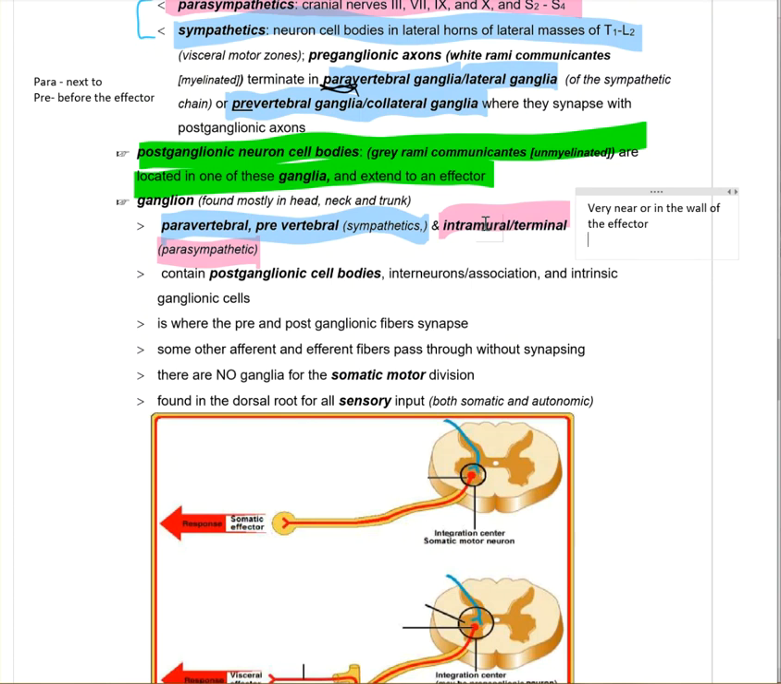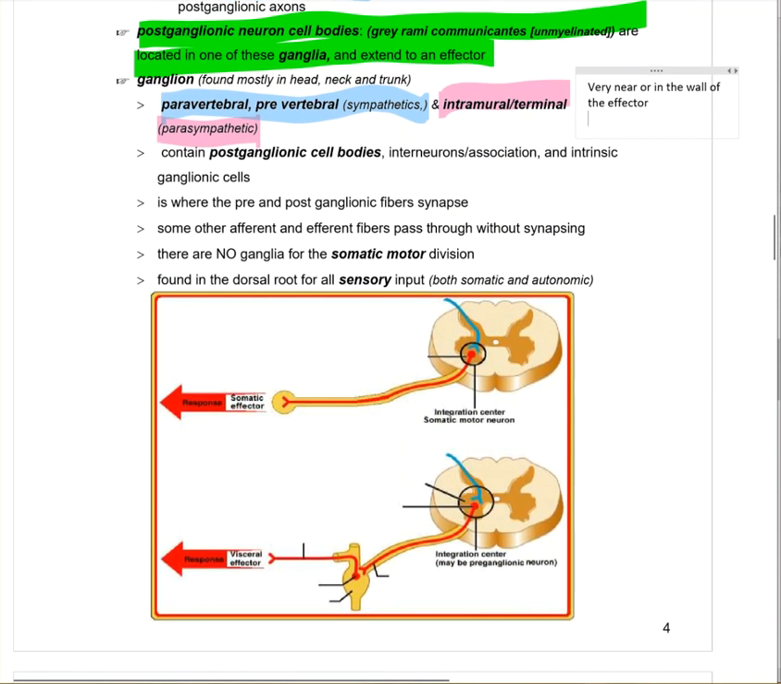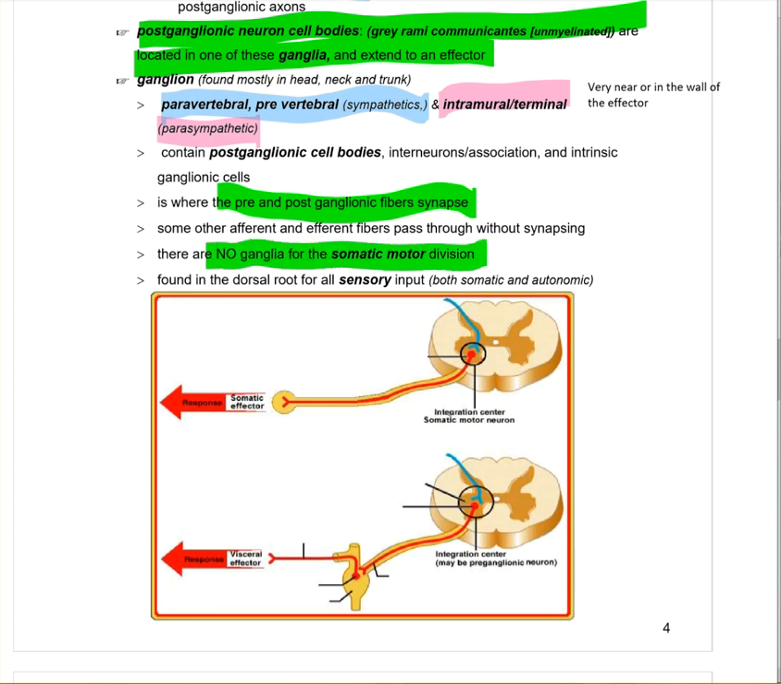Those ganglia contain the postganglionic cell bodies, and that's where the fibers synapse. We've already kind of said a lot of these things here. The fibers synapse. And sometimes fibers can pass through without synapsing. We'll talk about that in a minute. There are no ganglia for the somatic motor division. Remember, that's this right here, right? But there is a ganglion found in the dorsal root ganglion, which we talked about in sensory. So that's just a review.